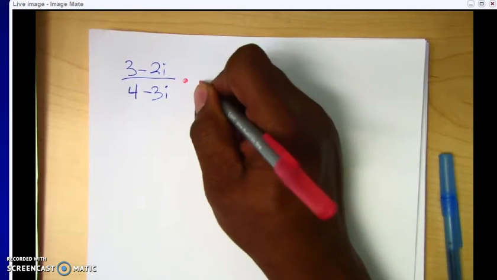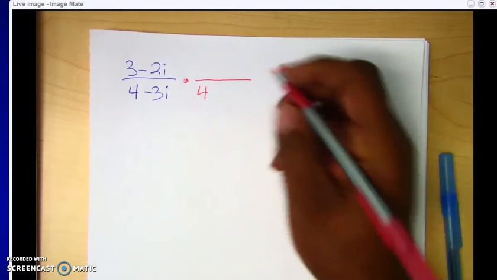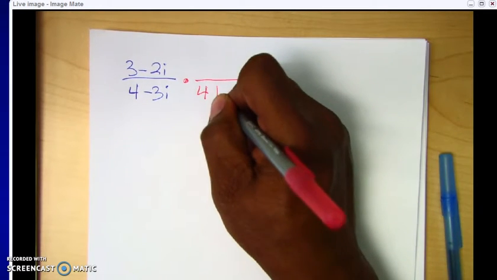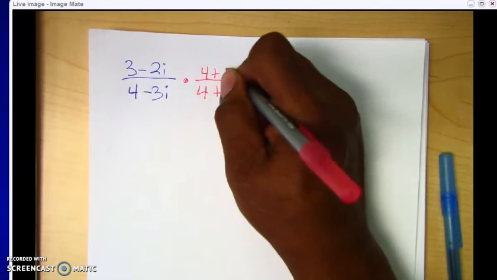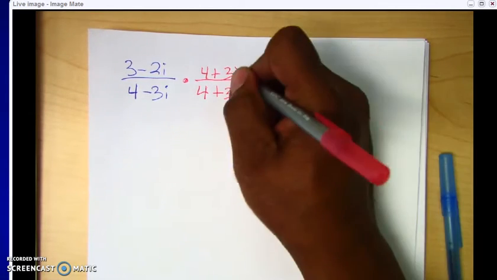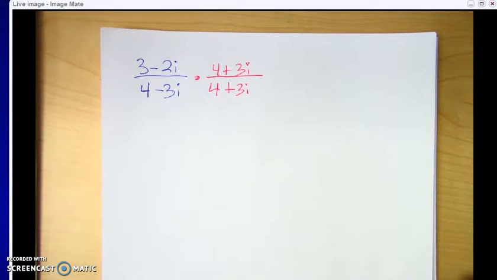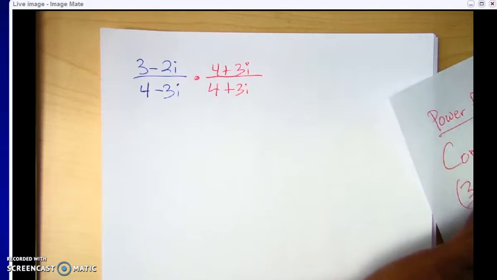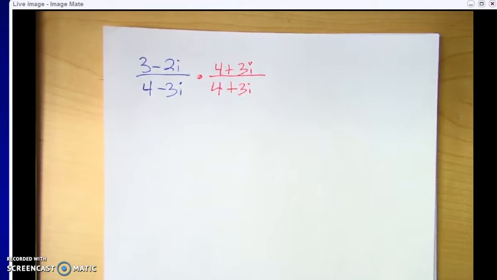So this is what a conjugate is in case you've forgotten. In this denominator, we keep the 4. We change it to plus 3i. And you have to multiply the top and the bottom by that plus 3i. That's finding the conjugate. Then essentially from this step, you're going to have 2 binomials that you got to multiply together.